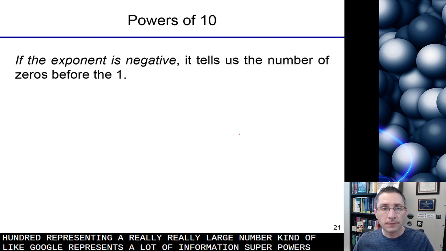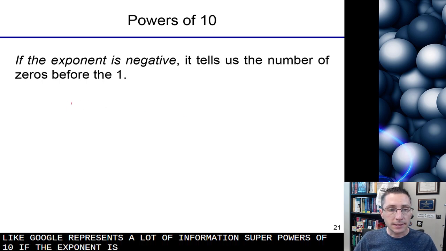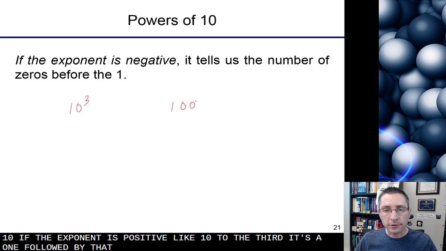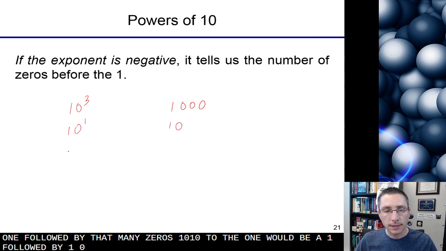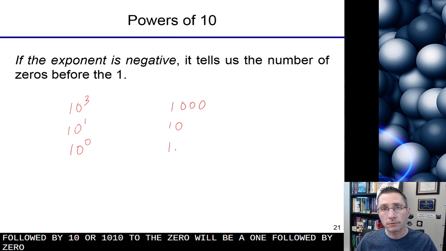So that's powers of 10. If the exponent is positive, like 10 to the third, it's a 1 followed by that many zeros, 1,000. 10 to the 1 would be a 1 followed by 1 zero, or 10. 10 to the 0 would be a 1 followed by 0 zeros, so just the number 1.